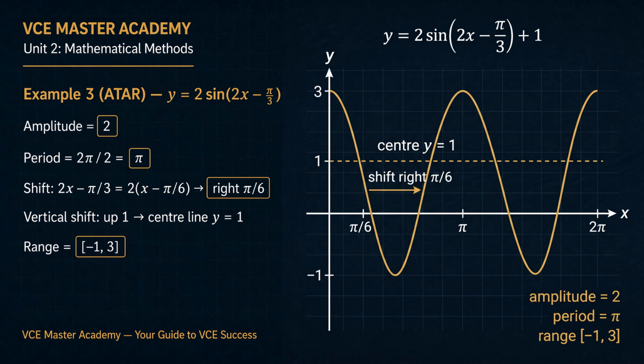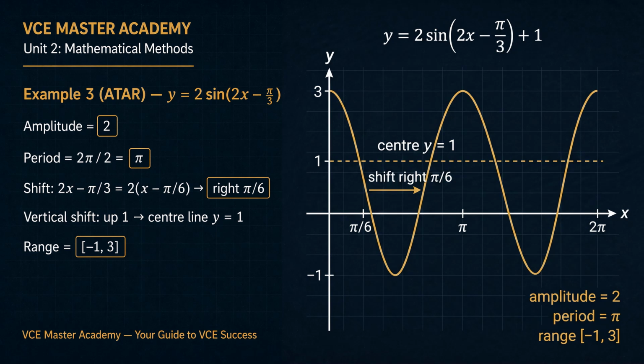Example 3, an ATAR style one. Take y equals 2 sine of 2x minus pi over 3 plus 1. The amplitude is 2. The period is 2 pi over 2, which is pi. For the horizontal shift, factor out the 2 inside. 2x minus pi over 3 equals 2 times, bracket, x minus pi over 6. So the wave moves right by pi over 6. The plus 1 lifts the center line to y equals 1. So the range is from minus 1 to 3.